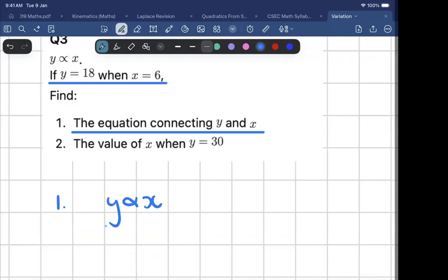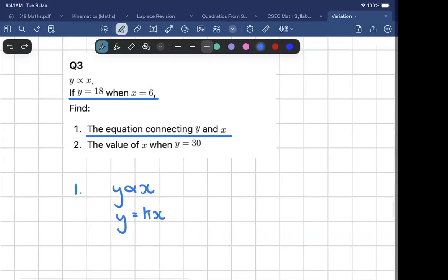So the full working would look like this. Y would have to be equal to some number multiplied by X. That's why we say Y is equal to KX. If two things are directly proportional, then it would always be in this form: Y is equal to some number multiplied by X. And your goal is to find K. You with me so far or confused?